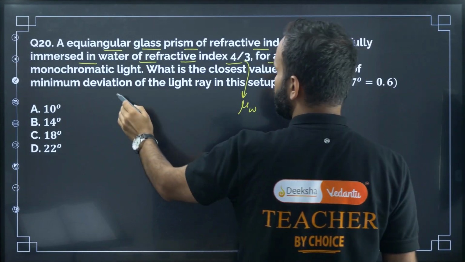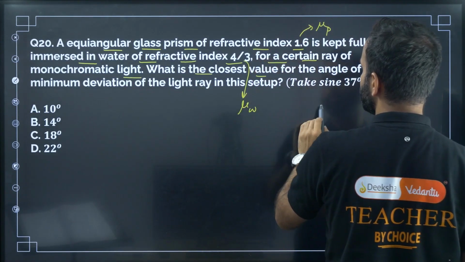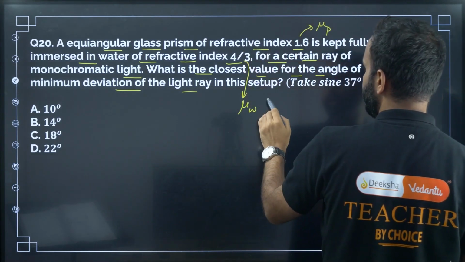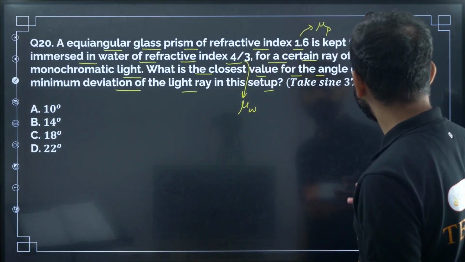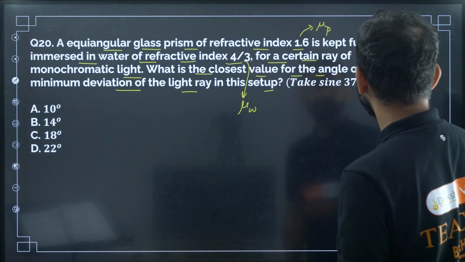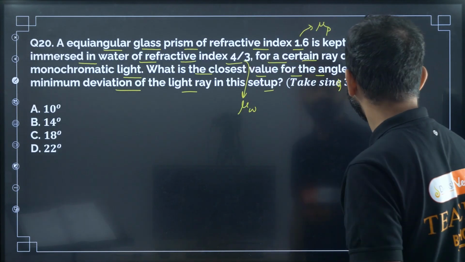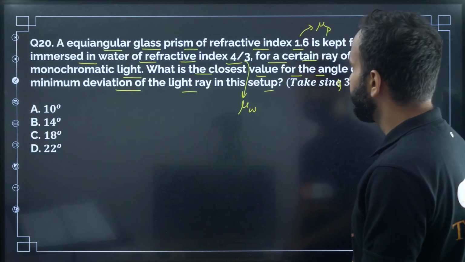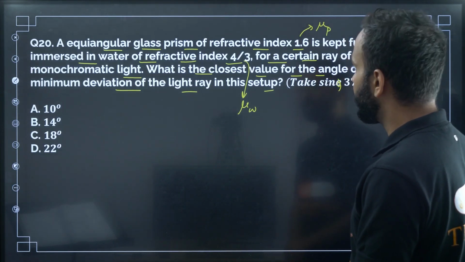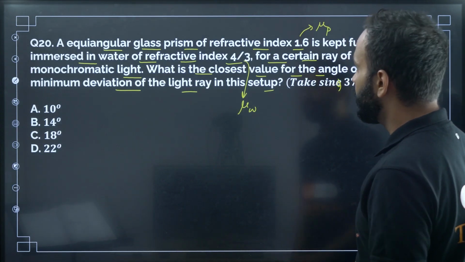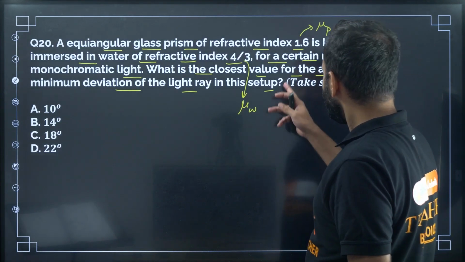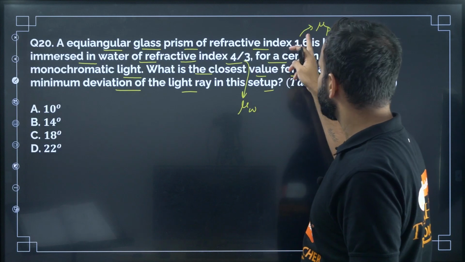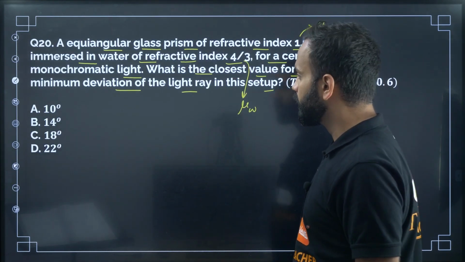For a certain ray of monochromatic light, what is the closest value for angle of minimum deviation of the ray in this setup? Take sine 37 degree equal to 0.6. So here we need to find the angle of minimum deviation, right? Refractive index of the prism and refractive index of the water are given.